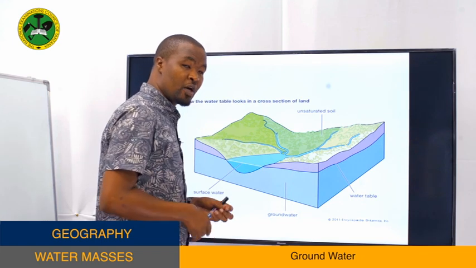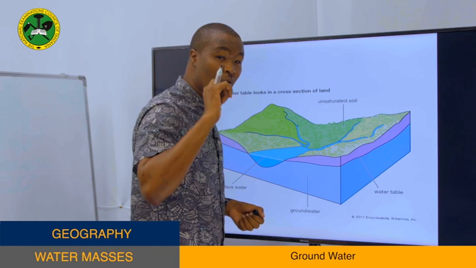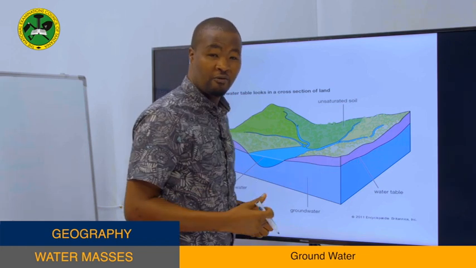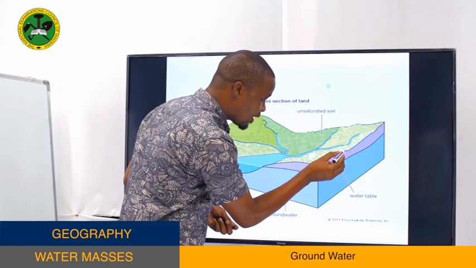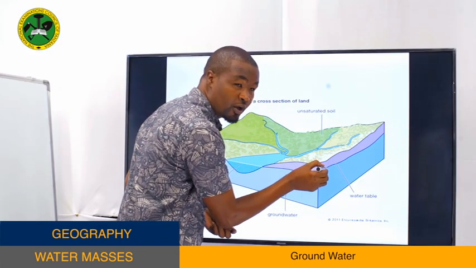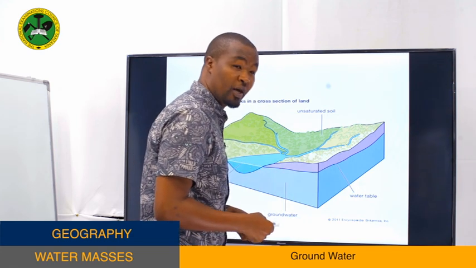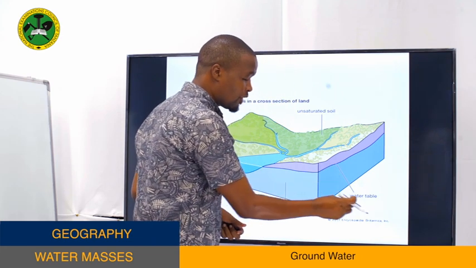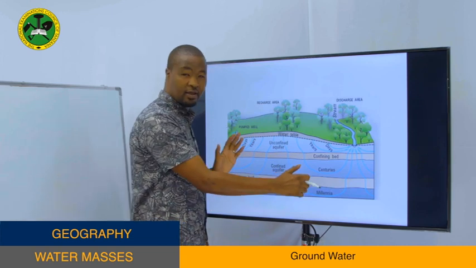And remember, if you want to dig or tap water underground by using a well, it means you have to find what they call the water table. Because remember, they may dig at this point here to tap water underground by constructing what we call the well. So in order to have the well, you first have to find what we call the water table.